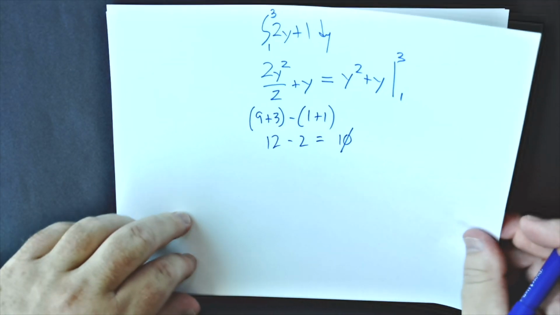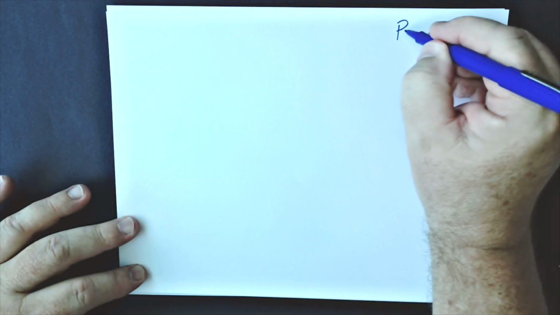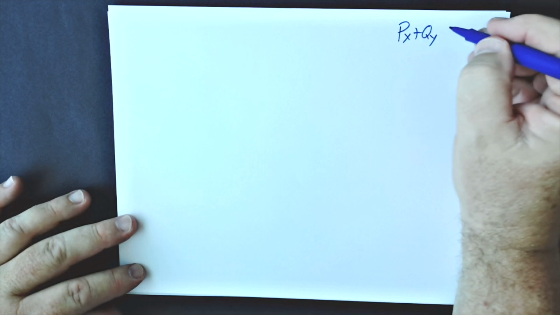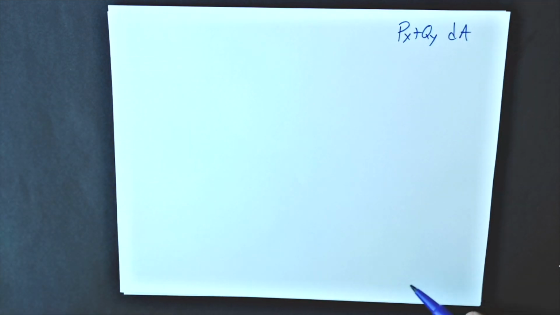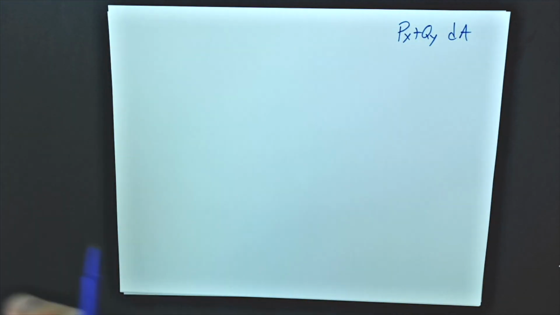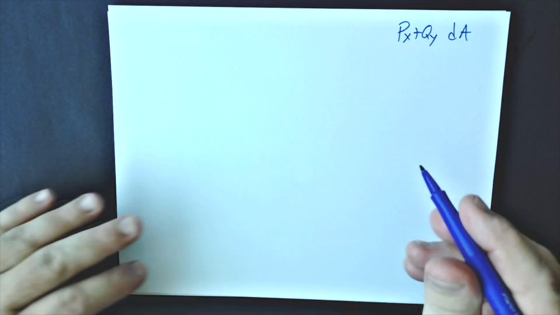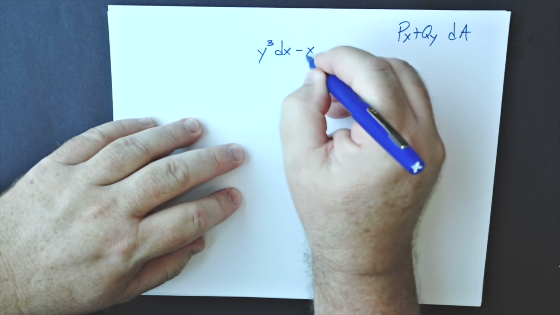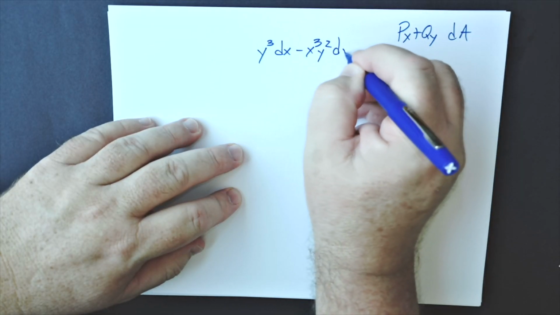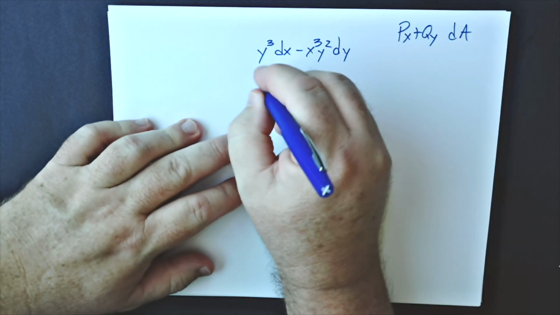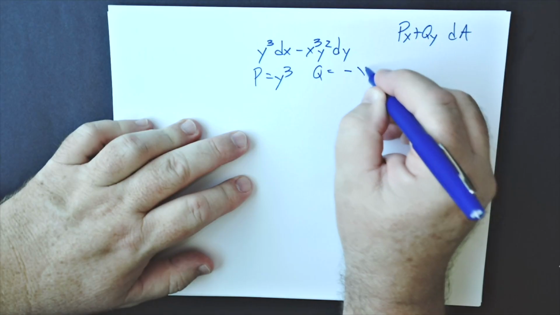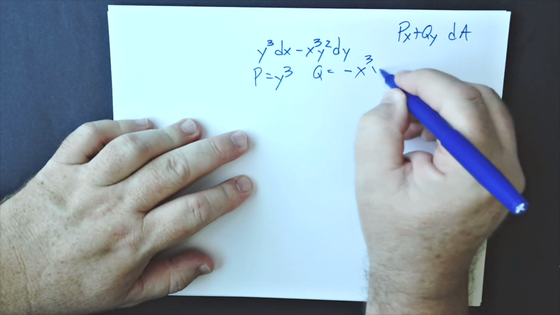We can move right along since we've got it, and we'll do that second problem that we did. I'm just going to make a note up here. Remember, it's Px plus Qy dA. So we're going to go right into our other problem that we did, the same problem. We had y cubed dx minus x cubed y squared dy. So here's my P, y cubed. Remember, in this case, Q is negative x cubed y squared.